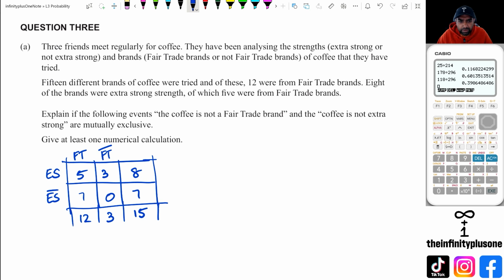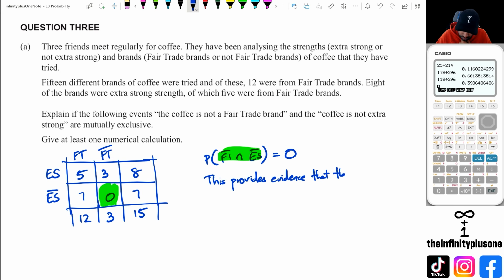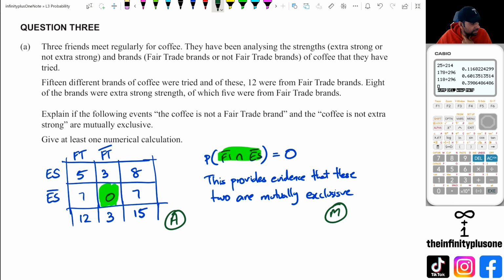Please explain if the following events are mutually exclusive: coffee is not a fair traded brand, and the coffee is not extra strong. Okay. So if you look at this particular probability that we're looking for in the table, this is actually equal to 0. Because this probability is equal to 0, this provides evidence that these two are mutually exclusive events. Okay, so grades wise, correct table gets you an achieved, explanation gets you a merit.